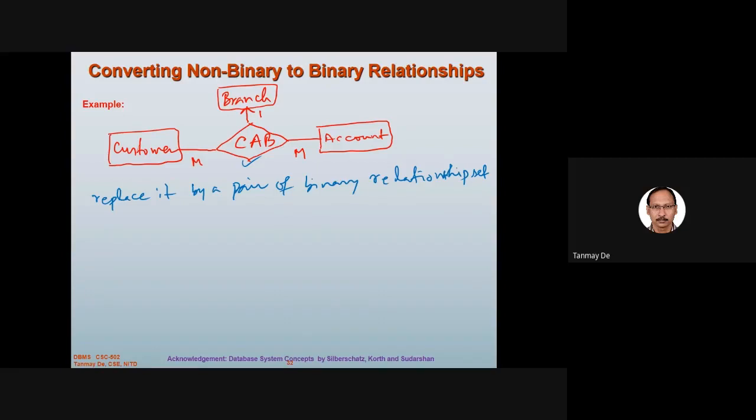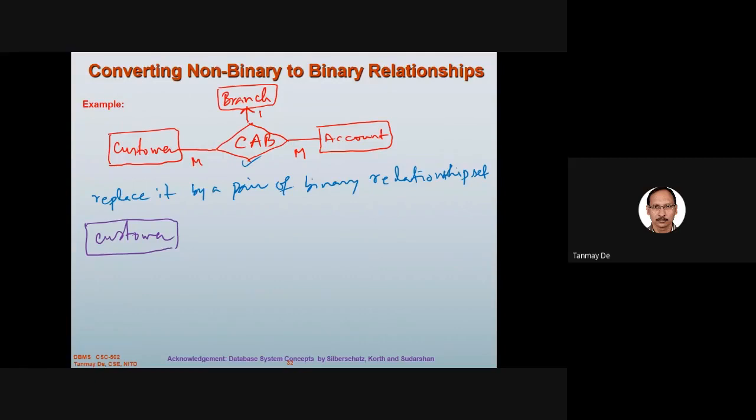So here, just a minute. Here customer entity set. Your voice is not clear. Now I want to convert, or replace, this ternary relationship CAB into a pair of binary relationship sets. Okay. Please pardon me.